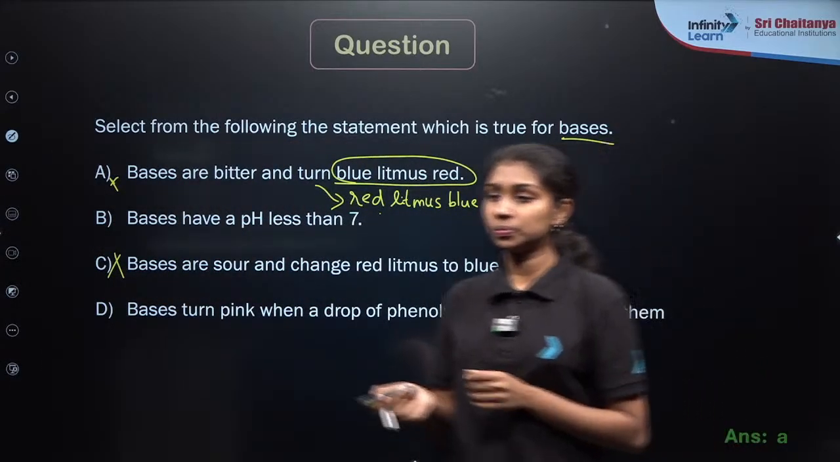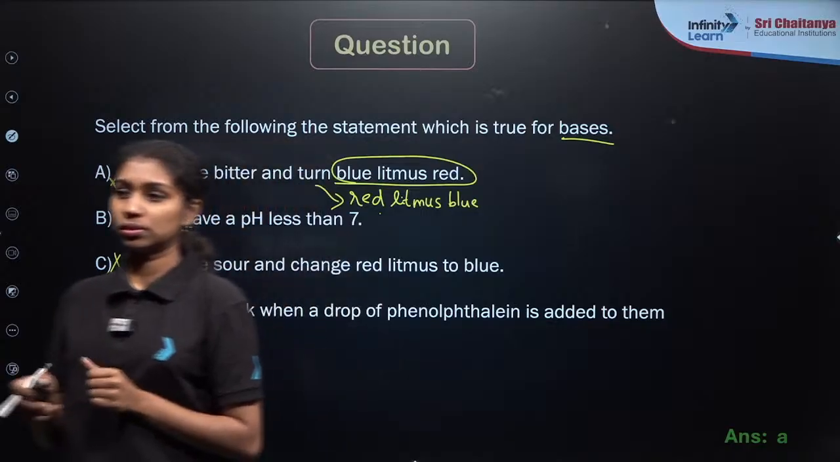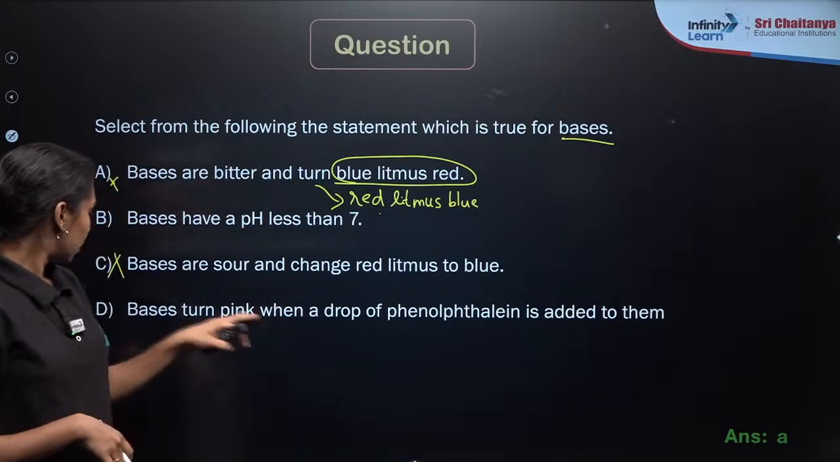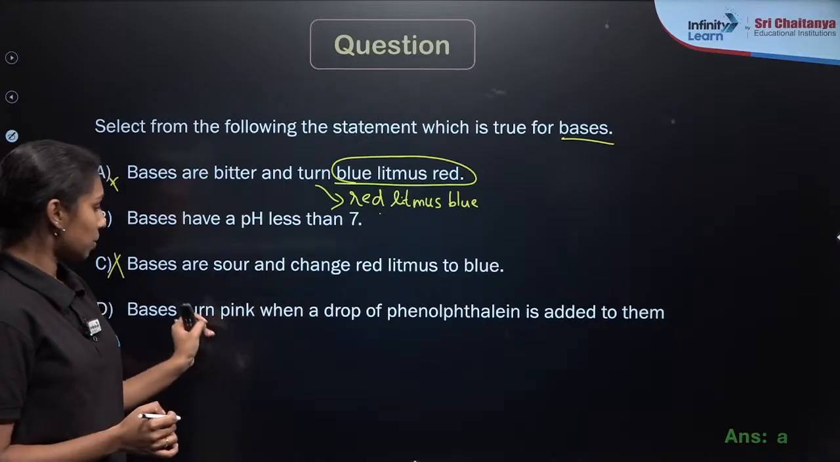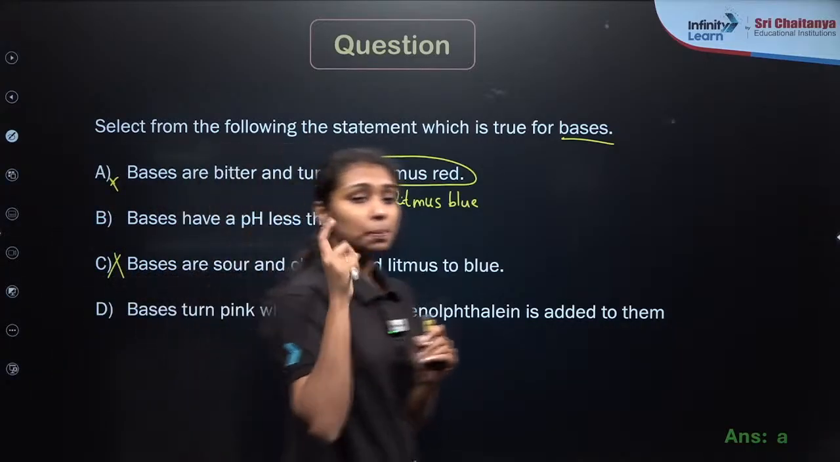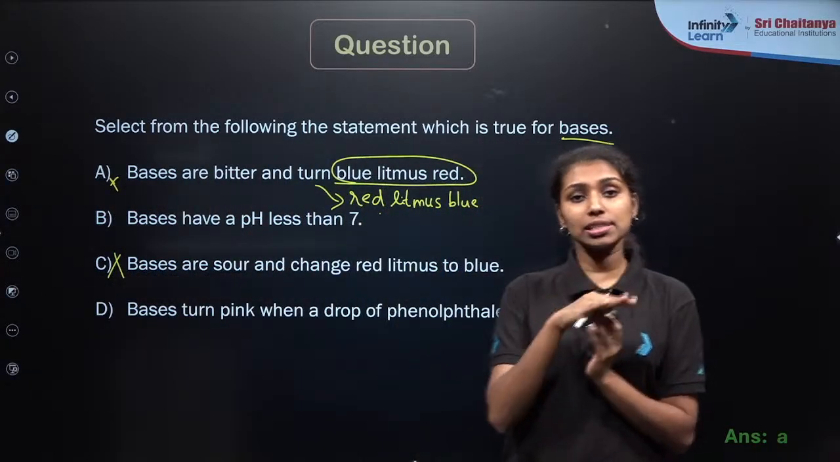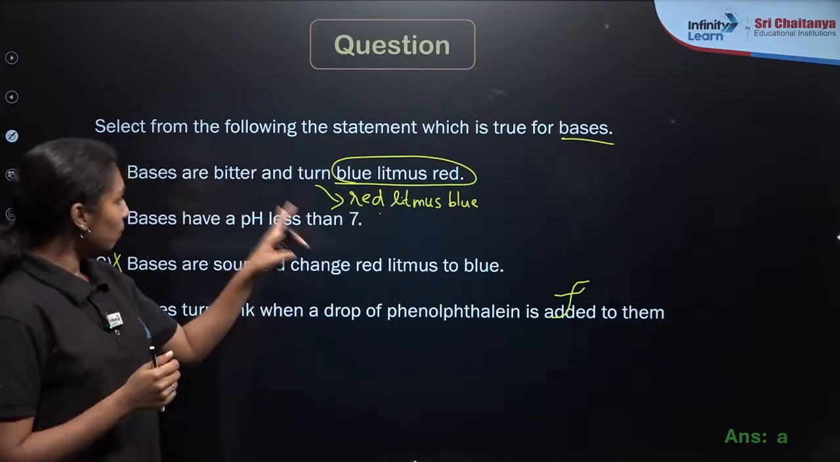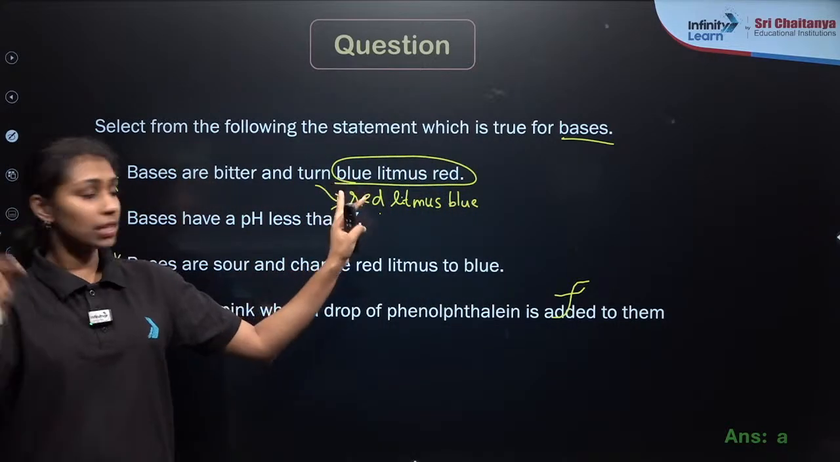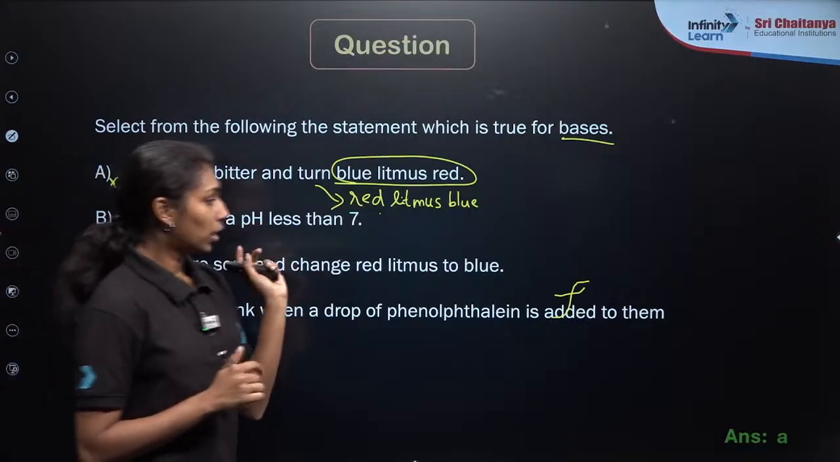Clear now? Yes, in the case of option D, we cannot predict the color of phenolphthalein in the case of bases because phenolphthalein shows pink color in the case of basic solution. Whenever it changes from base to acid, it will become colorless. So option A will be the correct answer if the statement is changed to red litmus to blue. I hope you understand.